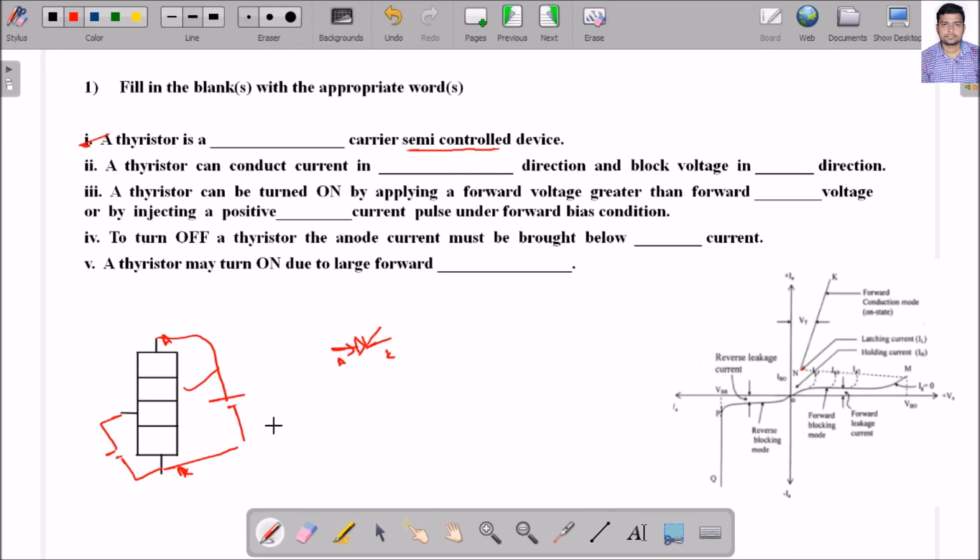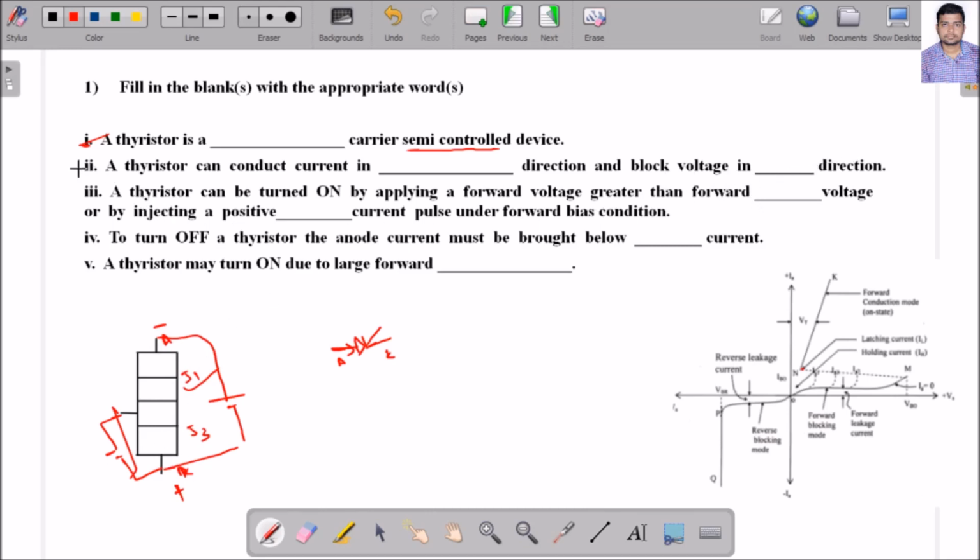Why both directions? Because when I am not giving any gate signal, it will still block the voltage, because it conducts only when I apply voltage up to VBO. So before VBO it will block the positive voltage, and also in the reverse bias condition, when anode is given negative and cathode is given positive, junction J1 is reverse biased and junction J3 is reverse biased, so it will not conduct. So in the forward direction it is blocking, and in the reverse bias condition also it is blocking. So it blocks the voltage in both directions.